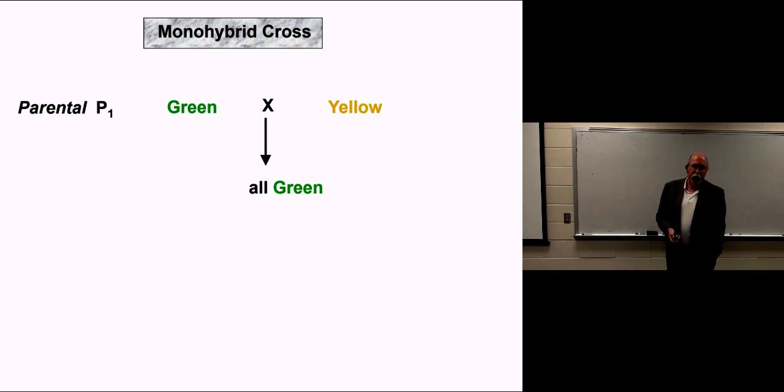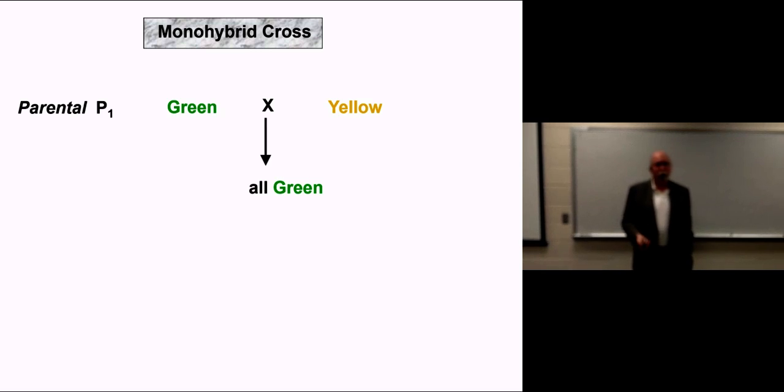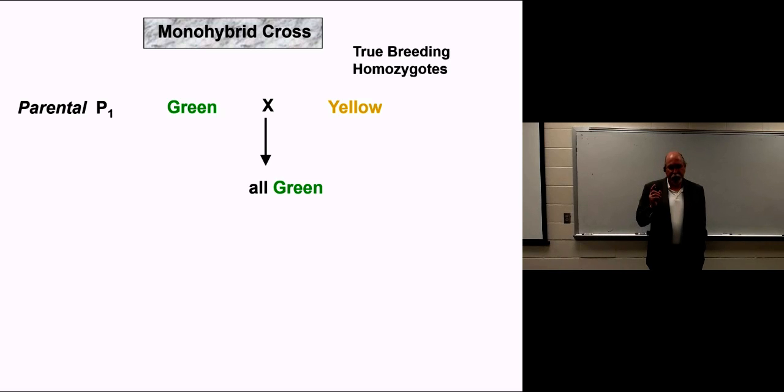We crossed a green with a yellow. We got all green. Not what we expected, but that's what he got. Now, when I first set this cross up in the first lecture, I said these are special parents. What I meant was they were what are called true breeding. We would call them homozygotes. True breeding in plants means if you took this green and crossed it with itself, which you could do, you would always get green. Or if you crossed it with one that had the same genotype, you'd always get green. You never see anything else coming out. The yellows were the same way. If you crossed those with themselves, you'd always get yellow. That's pure breeding, and it means they're both homozygous.